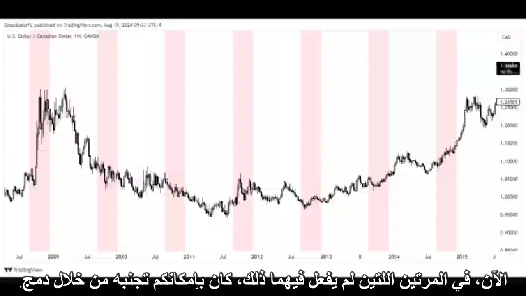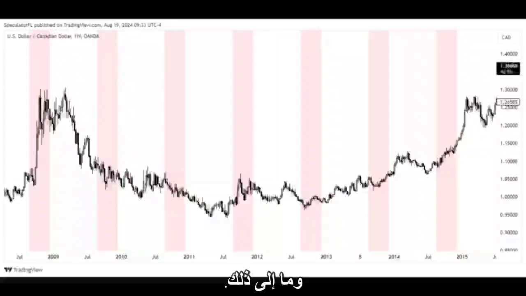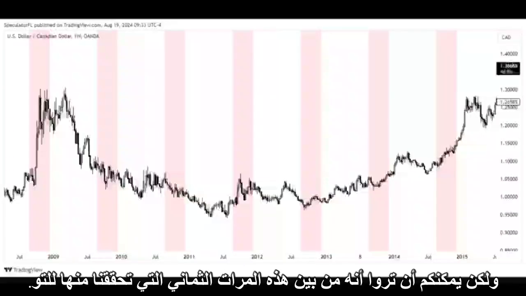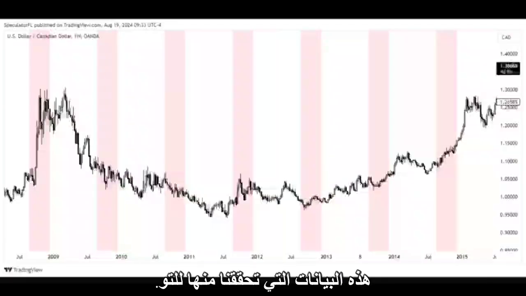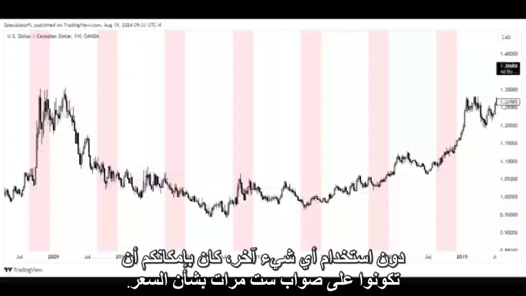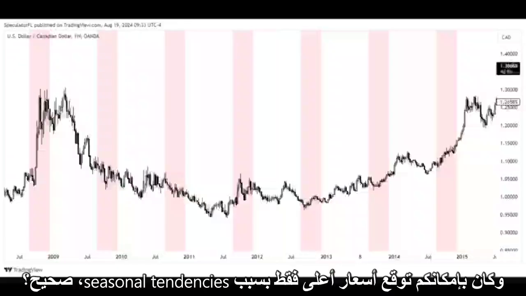Now the two times it did not, you could have avoided it by integrating it with key levels, dealing ranges, and so on, and that would have increased your accuracy even more. But you can see out of these 8 times that we just checked, just because of seasonal tendency, without using anything else, you could have been right 6 of the times about price, and you could have expected higher prices just because of seasonal tendencies, right?